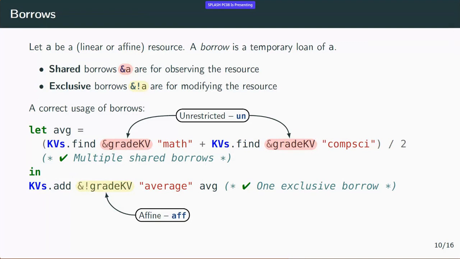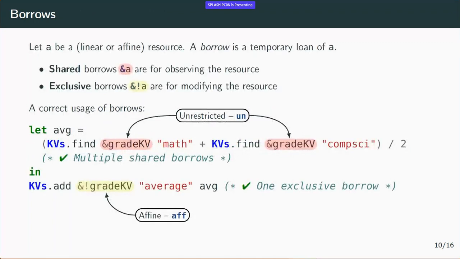And by the way, the borrows themselves, they also get a kind, and the kind of the borrows is different from the kind of the underlying resource. In particular, the shared borrows are unrestricted, so you can just pass them on and duplicate them, but the exclusive borrows, they are affine. So you can take them, you can use them once, or you can also discard them, which is fine because it's only a borrow and the actual resource is still held on somewhere else in some caller or something like that.